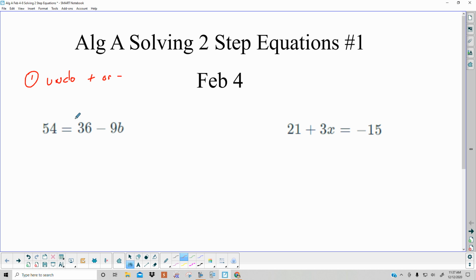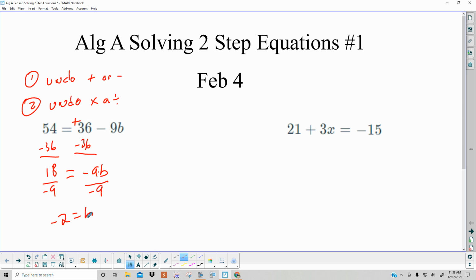Here, this is a positive 36 that's held to the negative 9b. So you subtract, whoops, helps if I could write the number correctly. You subtract 36 first from both sides. 54 minus 36, so that gives you 18, equals negative 9b. Then the second step, you will always undo multiplying or dividing. Here you're multiplying, so you divide both sides by negative 9, and you get negative 2 is equal to b.